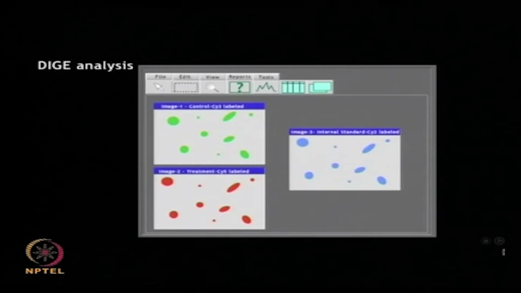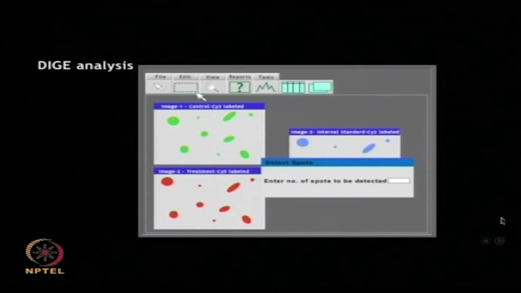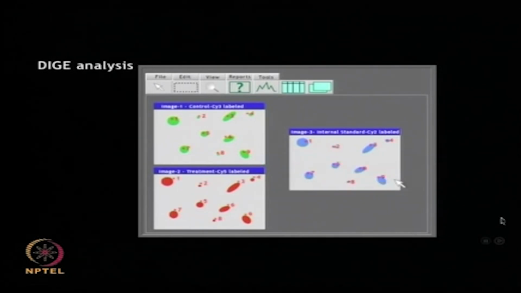It can compare 3 gels simultaneously, for which one is typically the pooled internal standard containing all spots labeled with Cy2, and your control and treatments are labeled with either Cy3 or Cy5. Any changes implemented in one gel, such as cropping, spot selection, etc., will be implemented across all the 3 gels in DIGE. Other features and tools for DIGE analysis are similar to those used for 2DE analysis. The physical and statistical parameters of all spots on the gels can be determined through their corresponding reports.